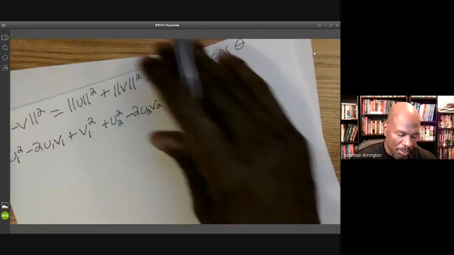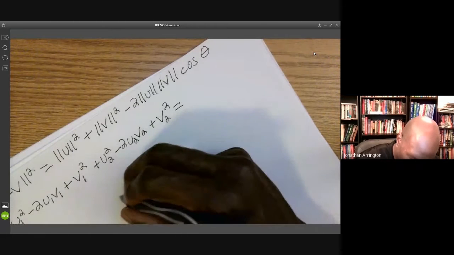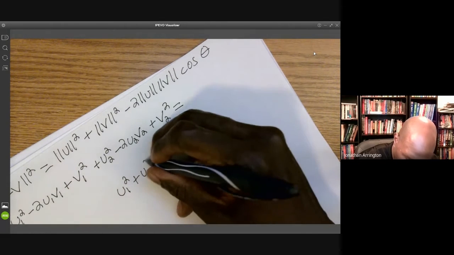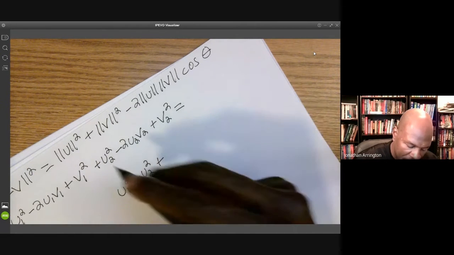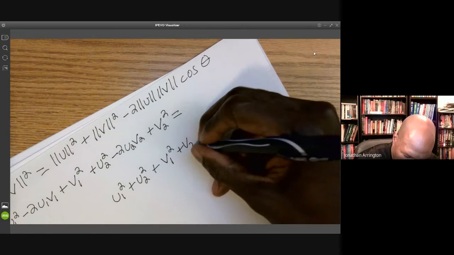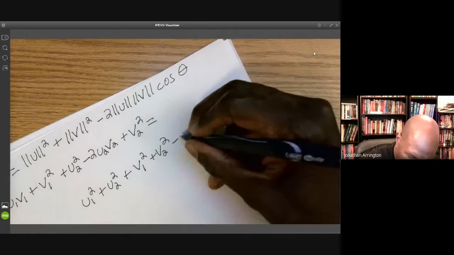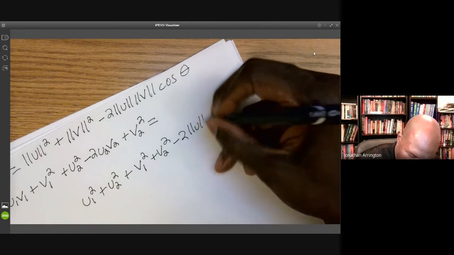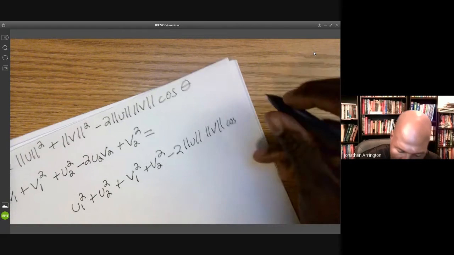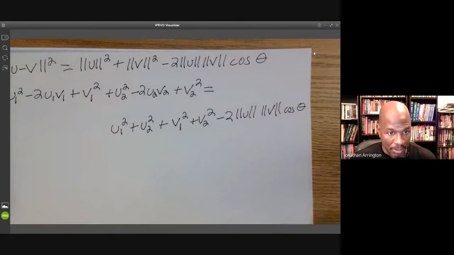So now I'm going to do the magnitude of u squared, which was given on the definition sheet. And so that's just u1 squared plus u2 squared. And then the magnitude of v squared would be v1 squared plus v2 squared. And then the rest of this we'll just write the way it is, minus 2 norm u norm v cosine theta. All right, so there we go.